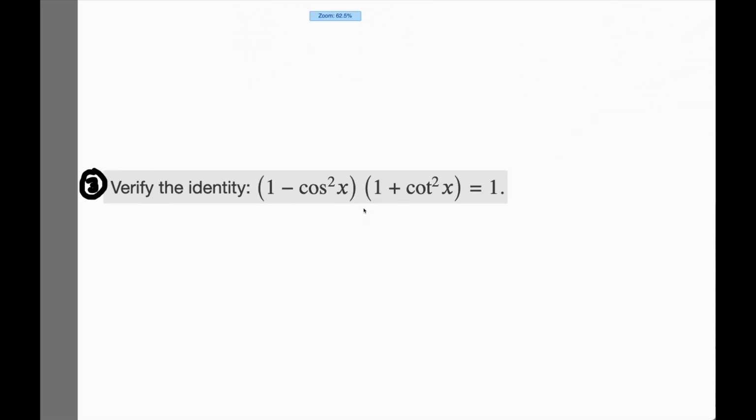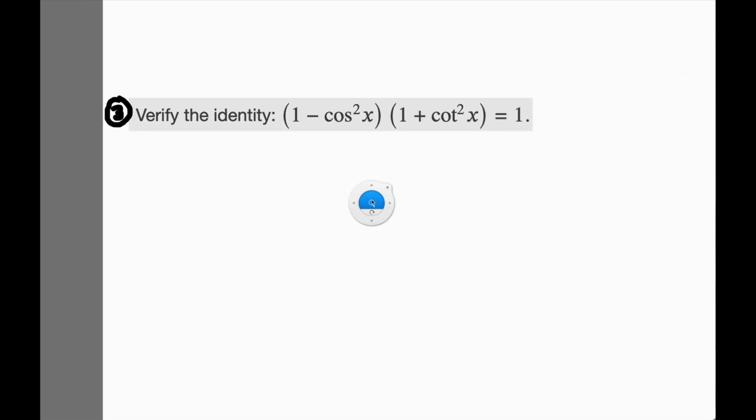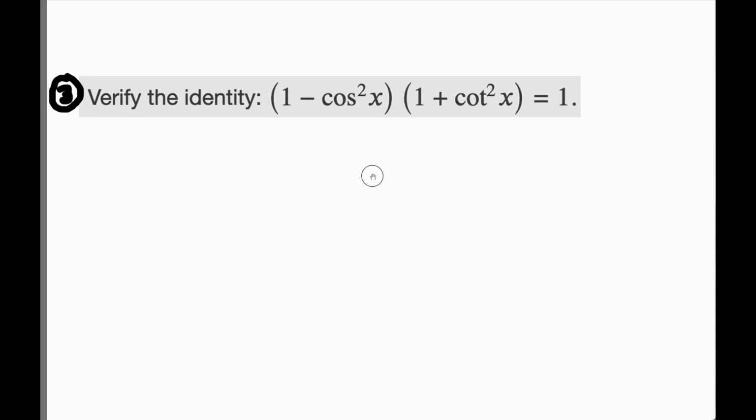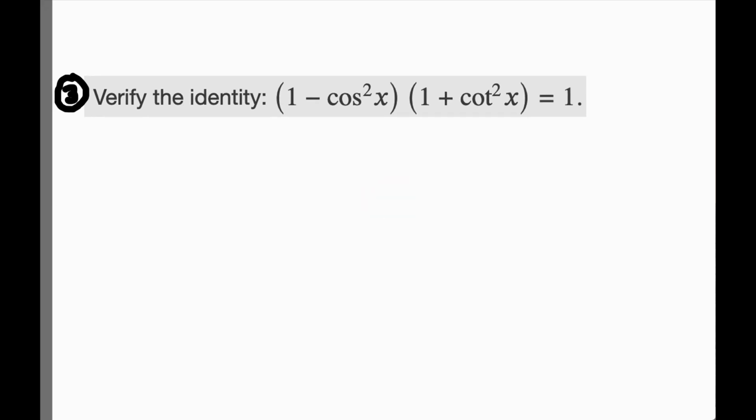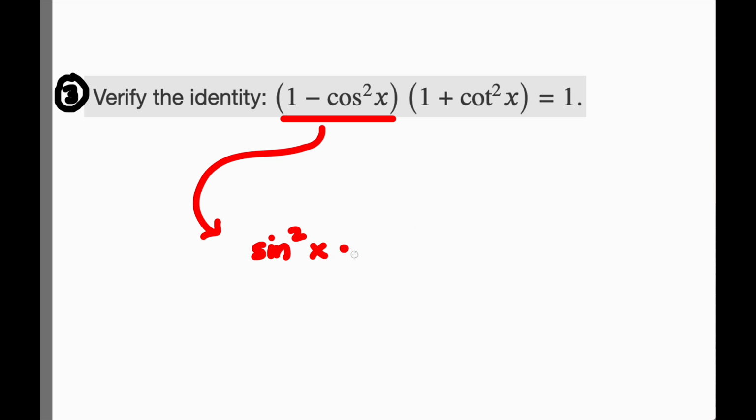All right, number 3. Okay, this one's a little bit more complicated again. But what's cool about this one is it starts off with that 1 minus cosine squared x. Okay, we know already from the last problem that this part right here is going to be equal to sine squared x, based on that Pythagorean identity from the very top.